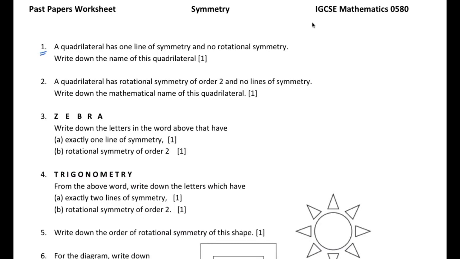One line of symmetry and no rotational symmetry. No rotational symmetry means order of rotational symmetry is 1. Okay, so it can either be a parallelogram or a kite. A quadrilateral has rotational symmetry of order 2 and no lines of symmetry. Which quadrilateral has rotational symmetry of order 2 and no line of symmetry?